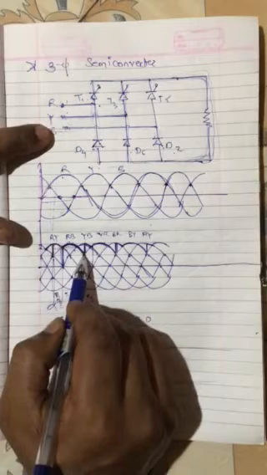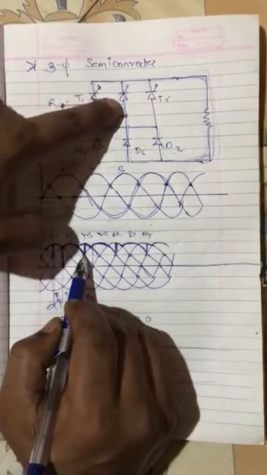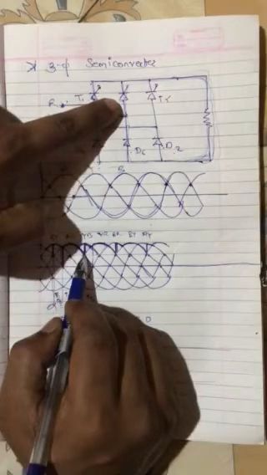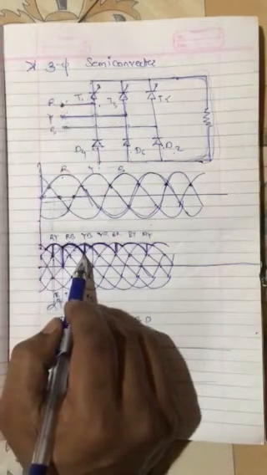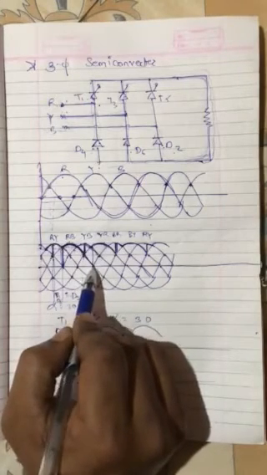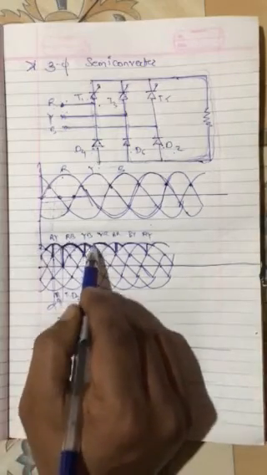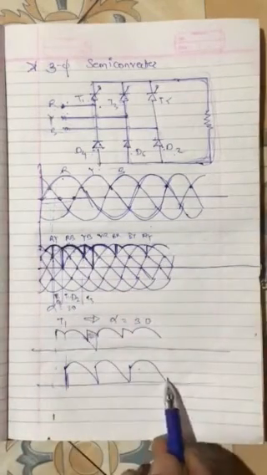At this point, whether YB becomes positive. To make YB positive, I have to give a firing pulse to T3, but I have not given a firing pulse to T3. It is given only to T1. So no chance, it will continue to conduct till here. At this point, what I have done, I have given a firing pulse to T3. So from here onward, the output increases. So this is how we will get this output.